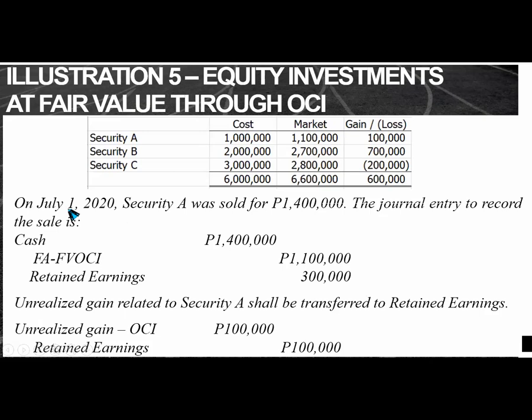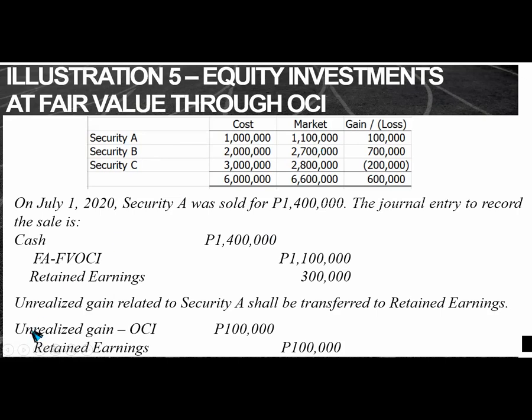Next year, on July 1, 2020, what if security A was sold for 1.4 million? So it was sold at 1.4 million. So our entry here is like this. If we look at December 31, 2019, what was recorded is that the market value of security A is 1.1 million. Now, you sold it at 1.4. So somehow, you have a gain of 300,000.